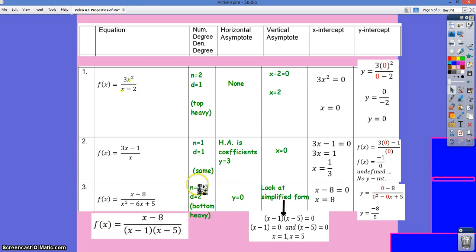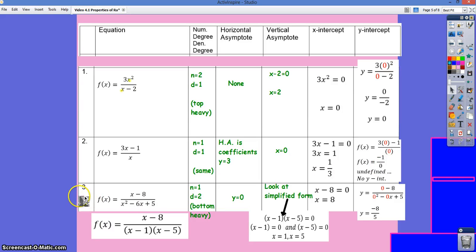Okay, number 2, the degree of the top and the bottom were the same, which means that our horizontal asymptote is the ratio of the coefficients, 3 over 1. The vertical asymptote is x equals 0, found by setting the denominator equal to 0, and you can find the x and y intercepts.